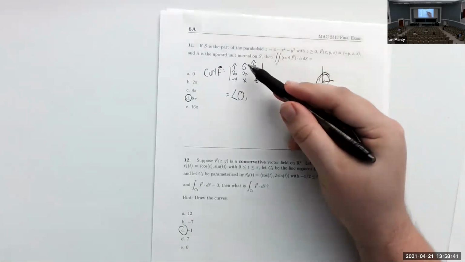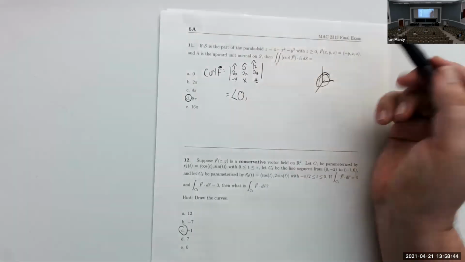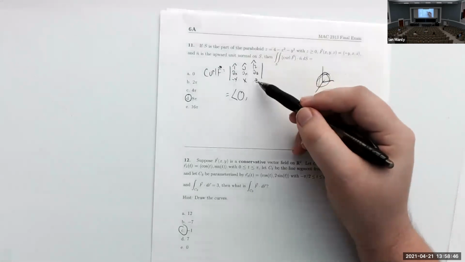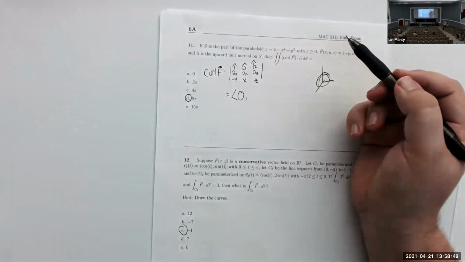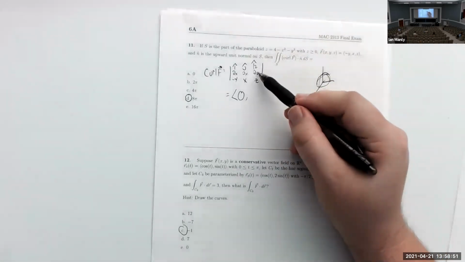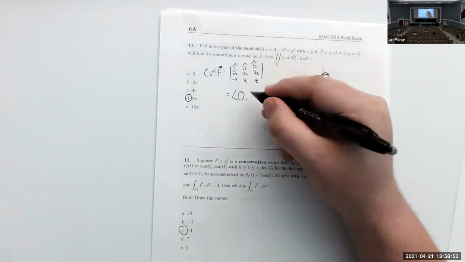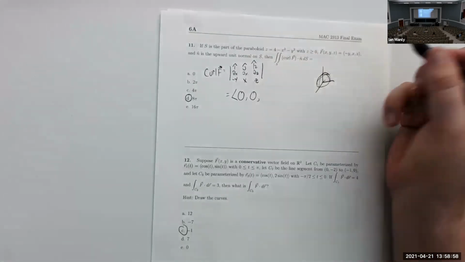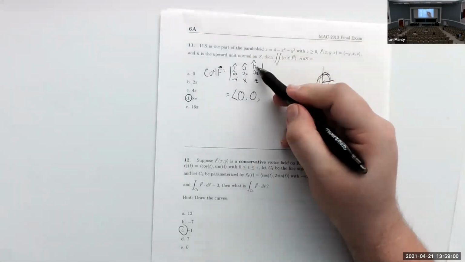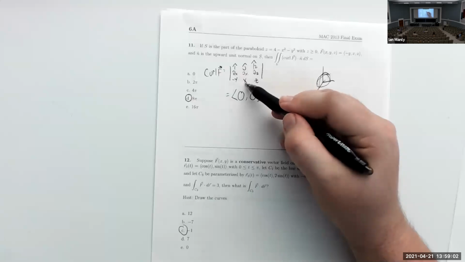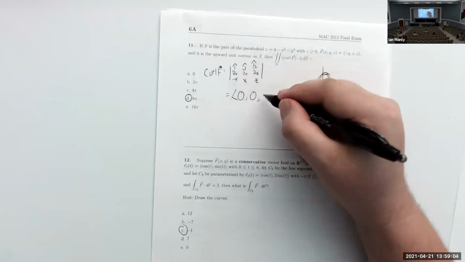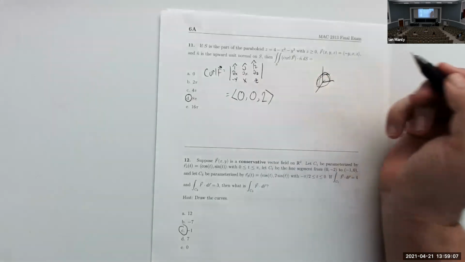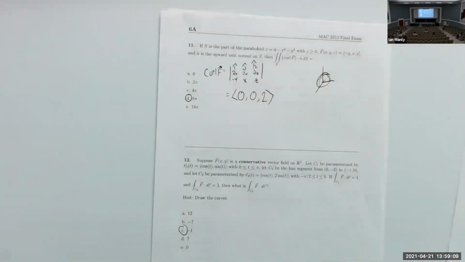Okay, next we have j. We do the x derivative of z, which is 0, and then we do the z derivative of negative y, which is 0. And then finally, for k here, we do the x derivative of x, and then we subtract the y derivative of negative y, giving us 2 right here. Okay, so we got that.